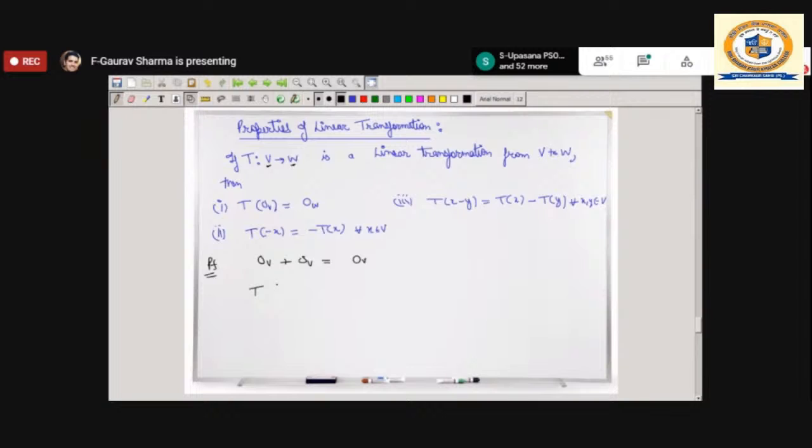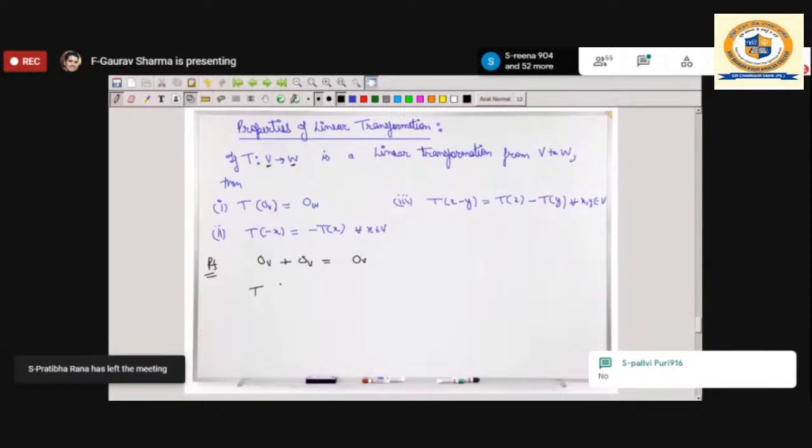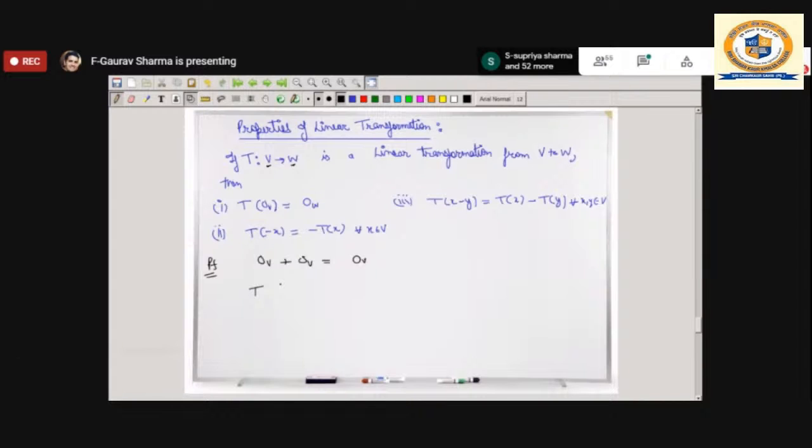Sir, can they know about this? What is 0V plus 0V equal to? Yes, we have discussed something related to this property. Yes, students, please reply. You can write in the chat box also. Sir, you can continue. Okay.